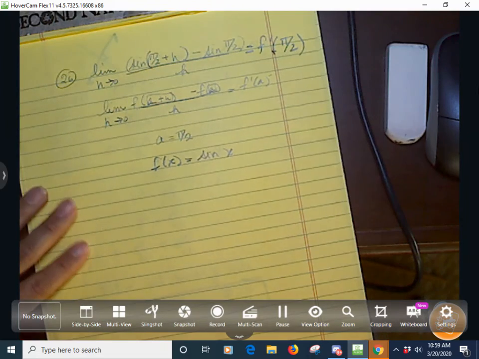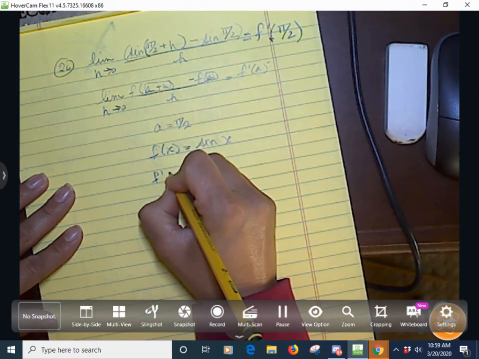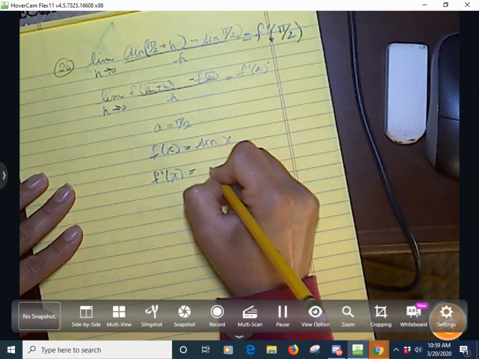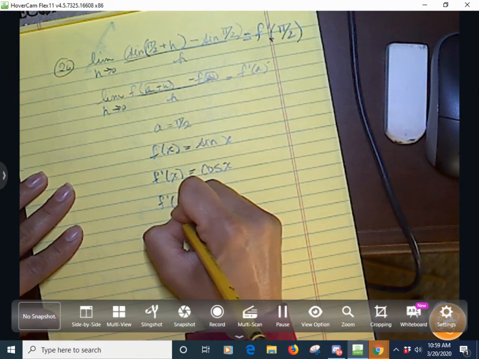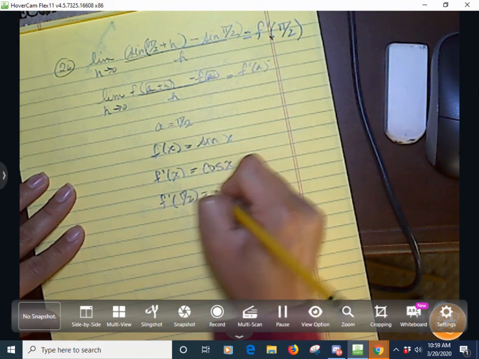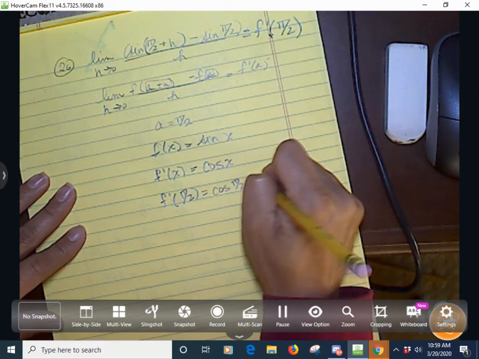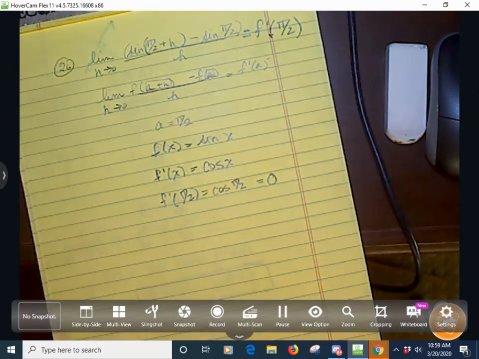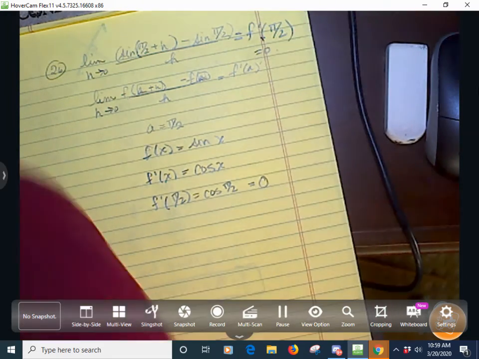And so now let's go find f prime of x. So f prime of x is equal to cosine x. And so then f prime of pi over 2 is equal to cosine of pi over 2, and cosine of pi over 2 is 0. So therefore, this limit is equal to 0. And that would be your answer.